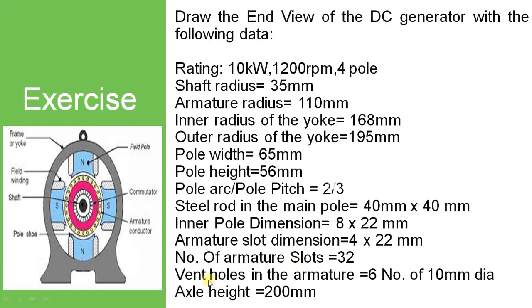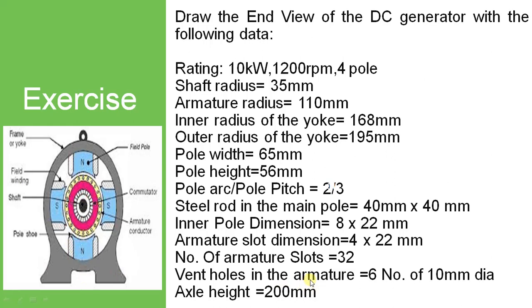And there are some ventilating holes, or we can also call them cooling ducts, in the armature. There are 6 of them, each having a diameter of 10 mm, and axial height is 200 mm. Axial height in the sense the distance from the center of the shaft to the base. So this is 200 mm, it is given.